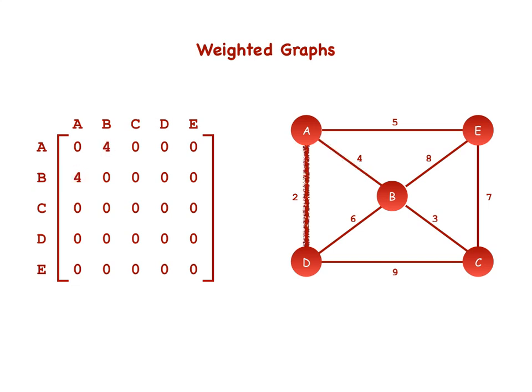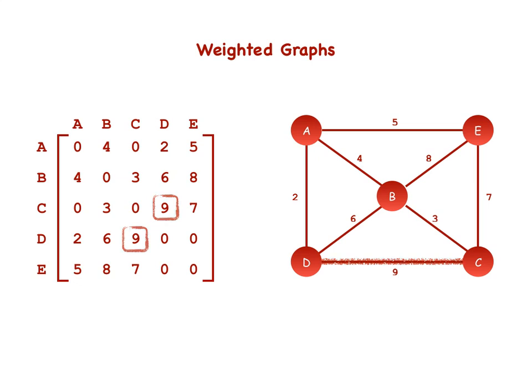For the edge connecting A and D, rather than store a 1, we're going to store 2 in the matrix. For the edge connecting A and E, rather than put 1, we're going to put 5 in the matrix. For the edge connecting B and D, we'll put 6. For the edge connecting B and C, we'll put 3. For the edge connecting B and E, we'll put 8. For the edge connecting E and C, we'll put 7. And for the edge connecting D and C, we'll put 9.